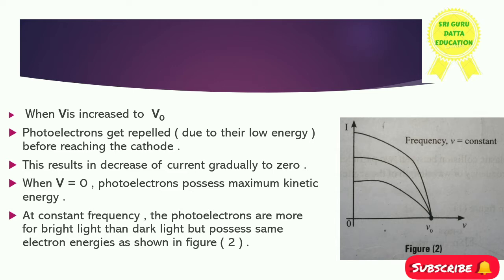At constant frequency, the photoelectrons are more for bright light than dark light but possess the same electron energies, as shown in figure 2. That means whether it is bright light or dark light, they possess the same electron energies at constant frequency. Here is the graphical representation.